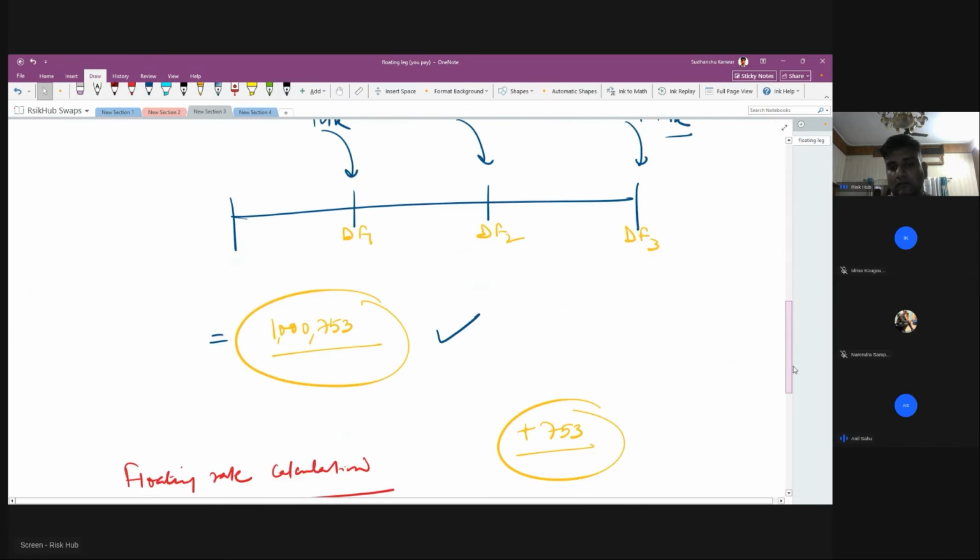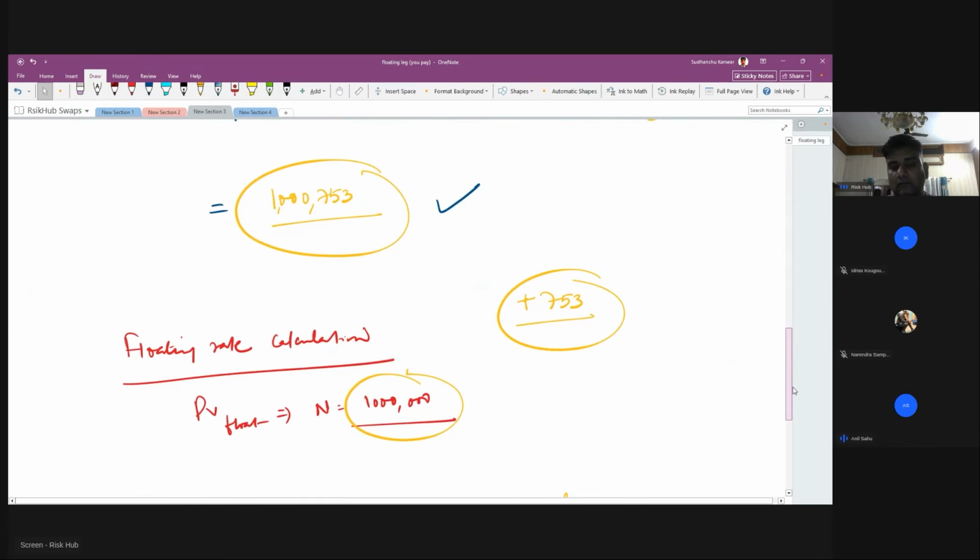Then we will take the SOFR and discount the SOFR with the OIS curve, and then we'll multiply with the notional. So basically, let's take that example also hypothetically.